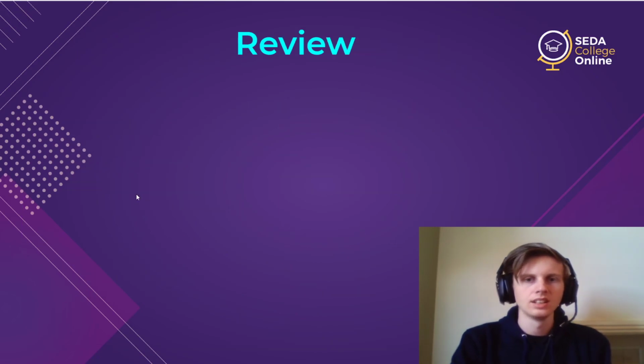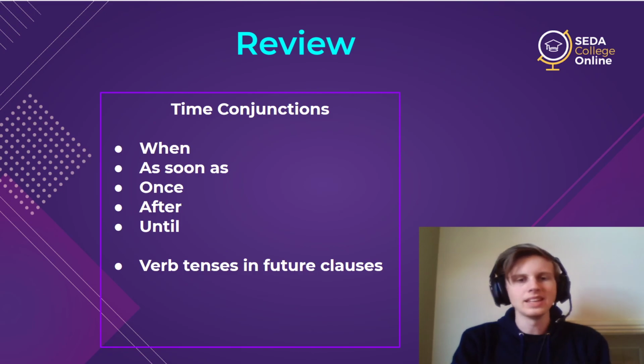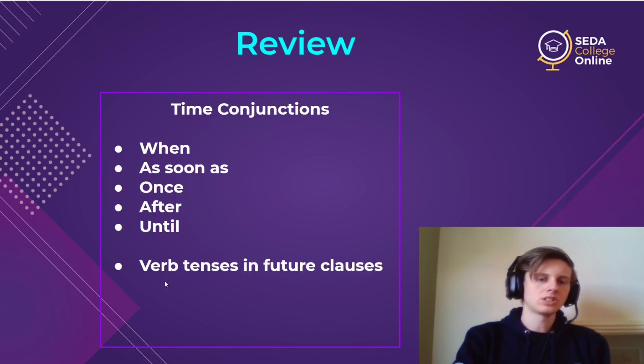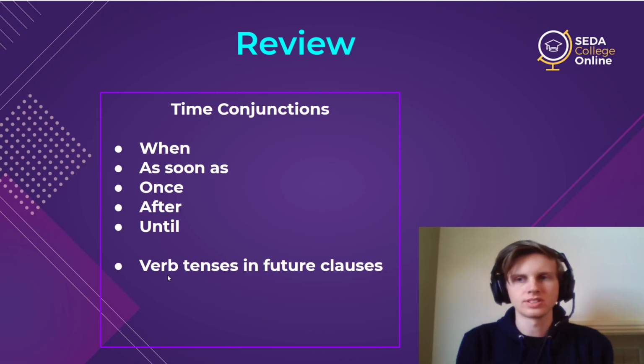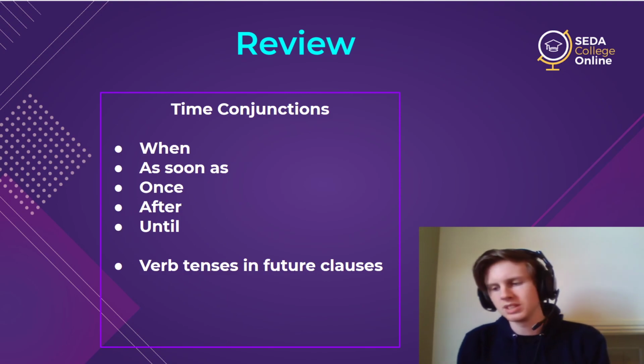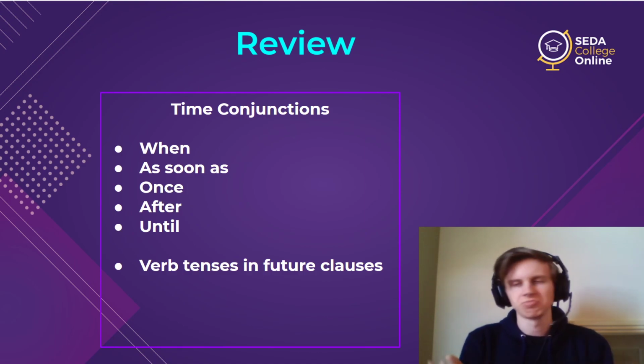All right. Well, that is everything in this lesson. We talked about these time conjunctions: when, as soon as, once, after, until, and then we talked about how you need to be careful if it is a future sentence. And if it's a future sentence, make sure you're using the present simple or the present perfect. But sometimes it matters, sometimes it doesn't, and that's really up to the conjunction. Something like when it matters, something like after it doesn't.